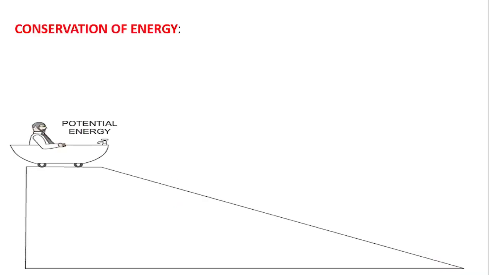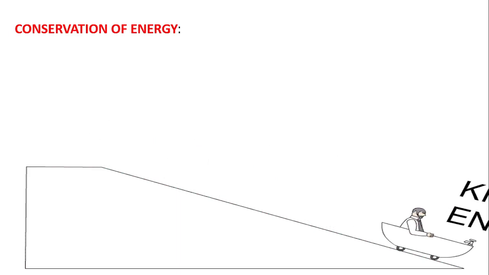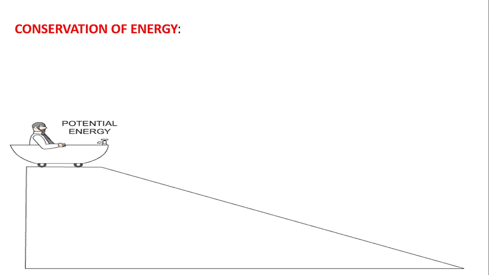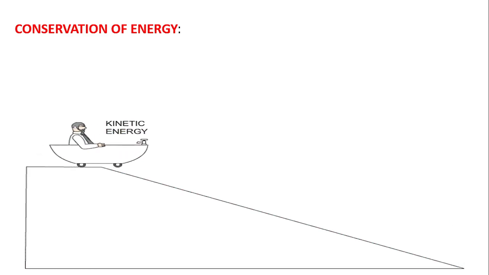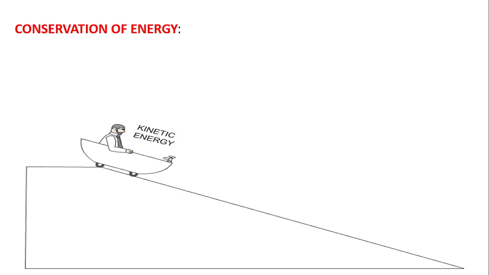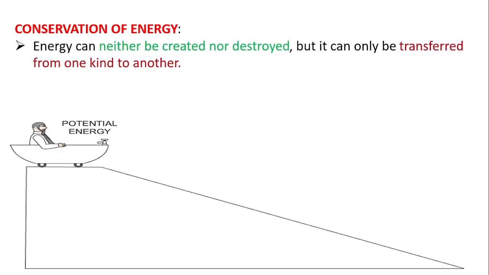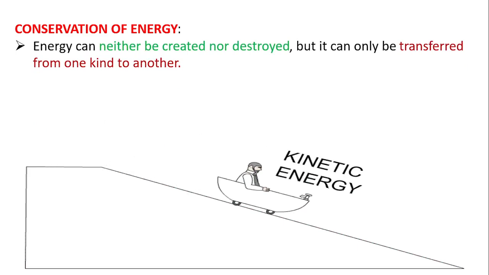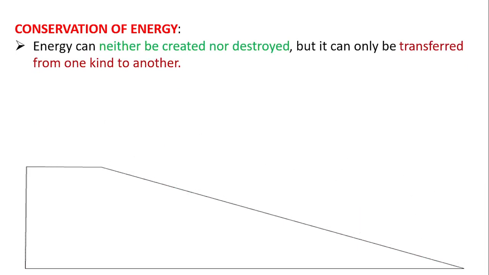Okay, so conservation of energy, that's one thing that you need to take note of. If you look at my animation, there is this guy who is enjoying a ride. The person was on top and then he had to slide. One thing you are going to observe is that when this individual was on top, he had potential energy. When he starts to move, he will have what? Kinetic energy. So according to the conservation of energy, energy can neither be created nor destroyed, but it can only be transferred from one kind to another.